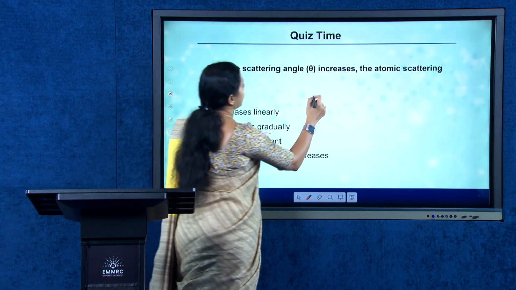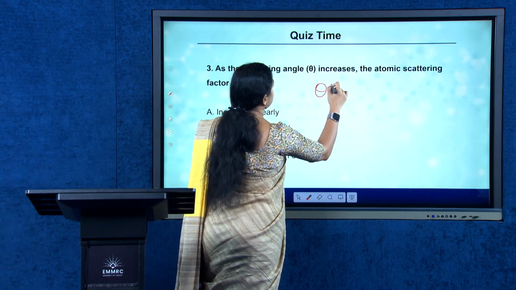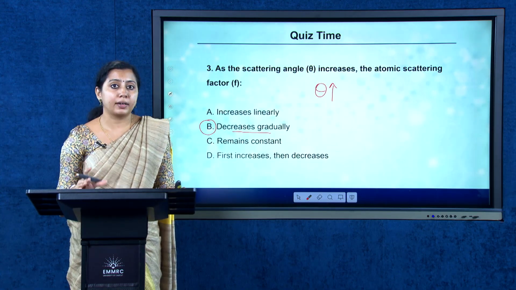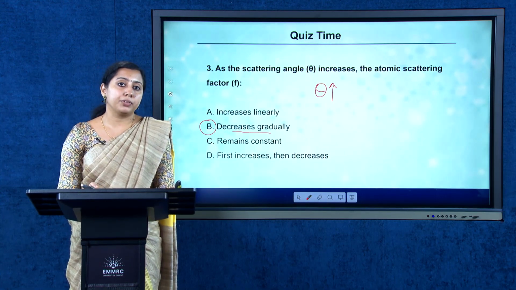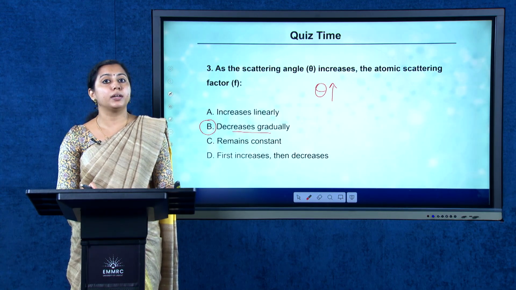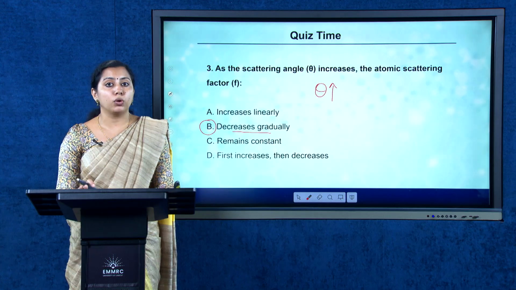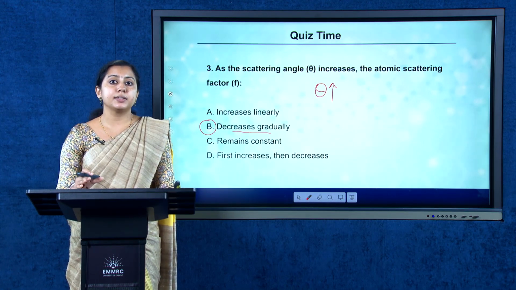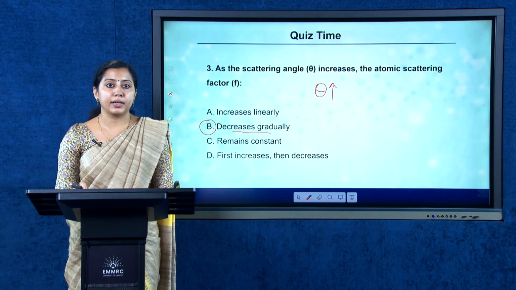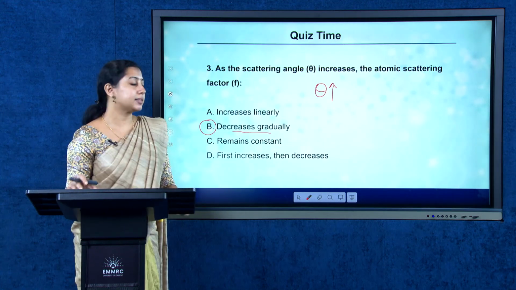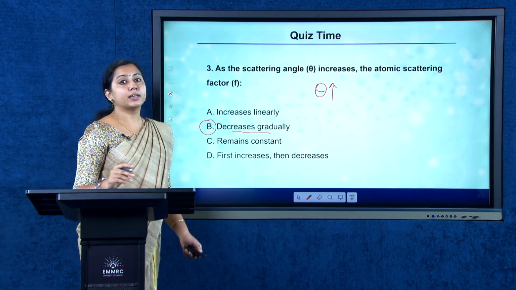So, what happens when theta increases? When theta increases, there will be diffractions or scattering from all parts of the electron cloud. They may interfere in a destructive manner, thereby reducing the overall amplitude. So, this causes a decrease in the value of the atomic scattering factor. So, as the scattering angle theta increases, the atomic scattering factor decreases. The correct option is option B, decreases gradually.